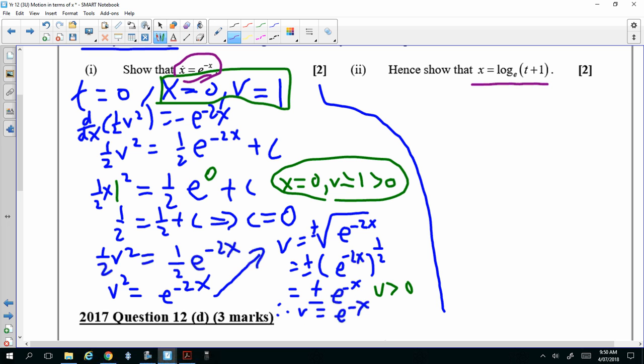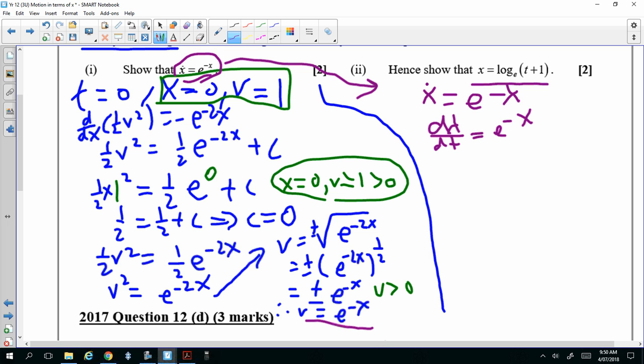And remember to reciprocal. With reciprocal, we get dt over dx, which is 1 over e to the power negative x. So you have to reciprocal first before we integrate. Okay, we integrate. And then we write that simplified, so you can write that as e to the power positive x, right? And that's easier to integrate. So you get e to the power x plus c.